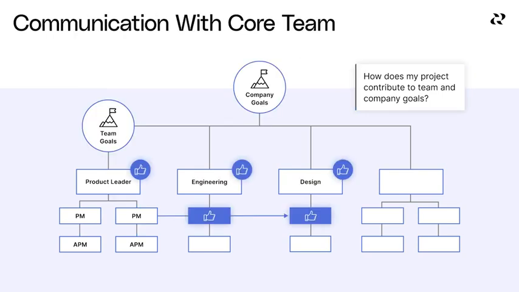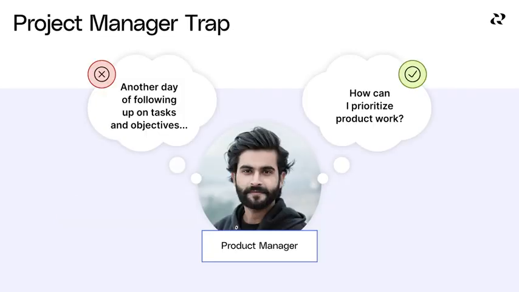It also allows you to communicate why the project is important to other core team members, i.e. your engineering and design counterparts, because this helps ensure they understand why your project should be prioritized. Additionally, this helps avoid the project manager trap. If your team is invested in the strategic importance of the project, it's less likely you'll need to spend valuable time following up on their individual tasks and specific objectives. They'll be motivated to accomplish the work on their own, so you can spend your time on product work.